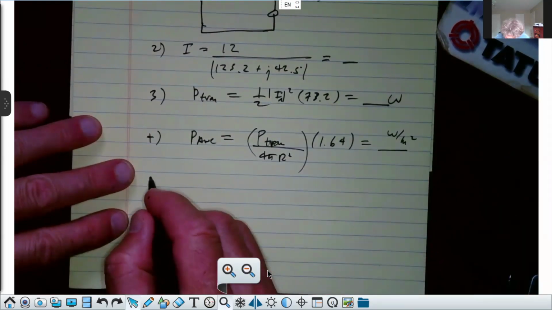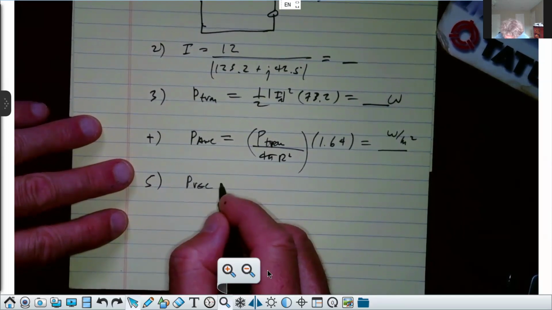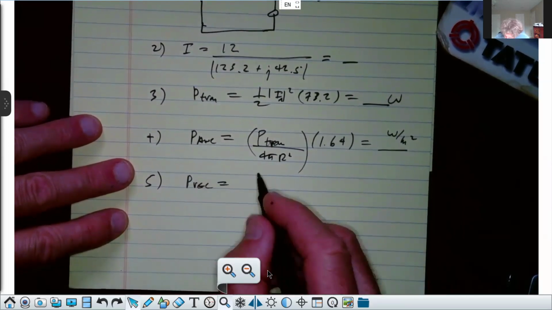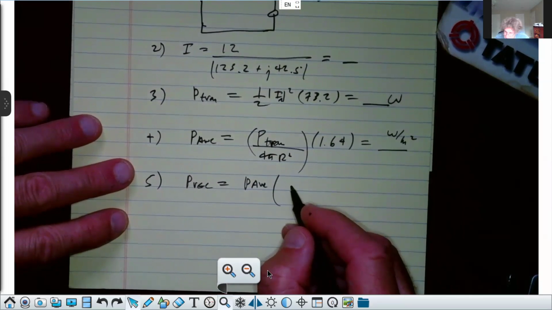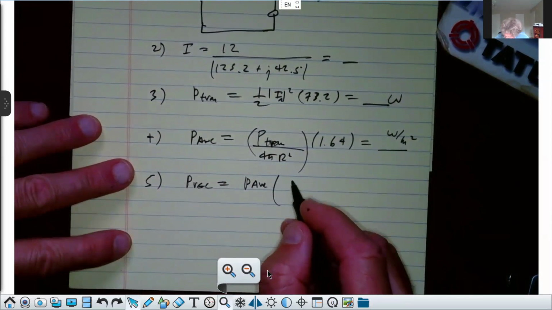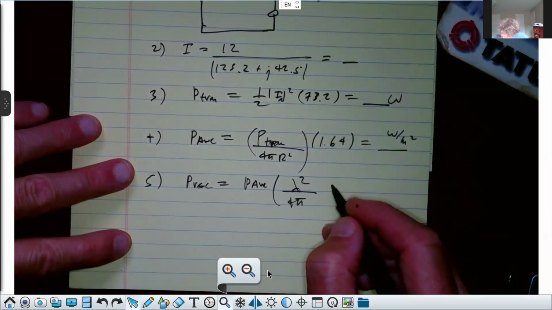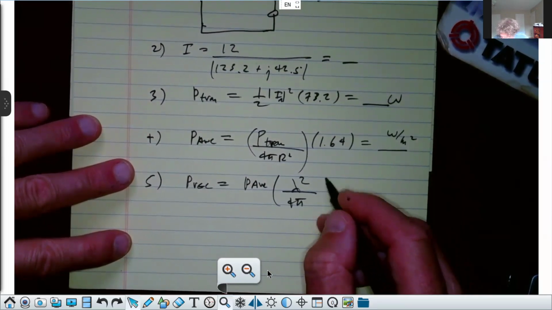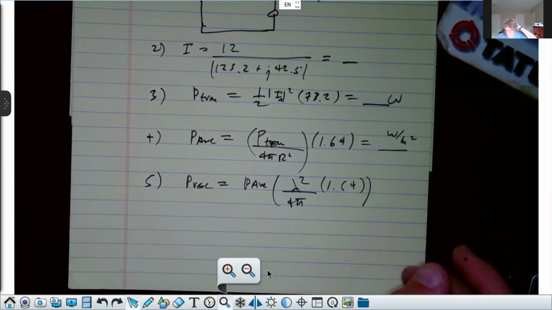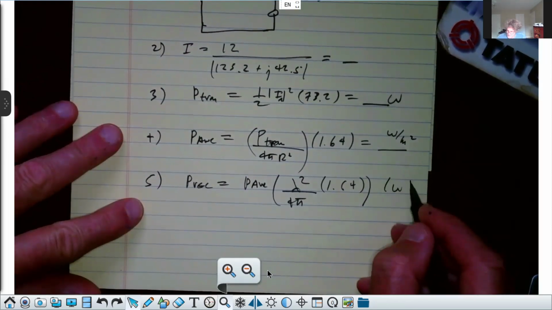What's the next step? P received. What is that? That's the average power density times the aperture. And what's the aperture? Lambda squared over 4 pi times the gain of the receiver. Aperture would be lambda squared over 4 pi times the gain, and that would be the power received in watts, right?